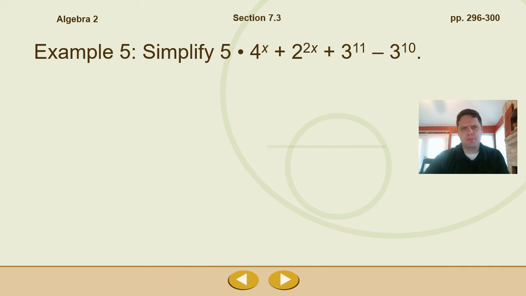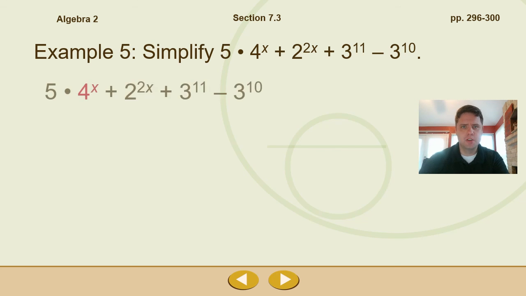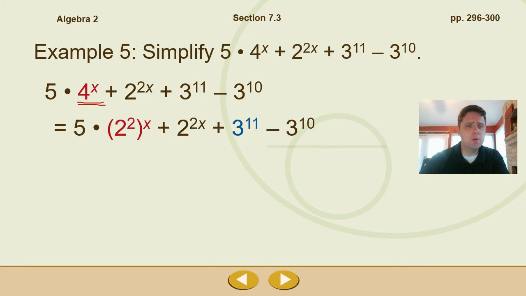All right, well, let's look at example 5. Simplify 5 times 4 to the x plus 2 raised to the 2x plus 3 to the 11th minus 3 to the 10th. Okay, so first thing we want to note is we're trying to find bases and exponents that are going to match one another. And we see here with this 4 to the x power that could be changed into a 2 squared. So we rewrite that as 2 squared raised to the x.